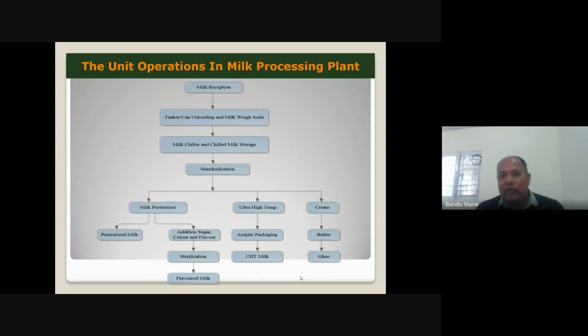After standardization, you have to pasteurize the milk. Pasteurized milk can be packaged directly, but there are additional steps. If you want to sell pasteurized and homogenized milk, then the pasteurized milk is homogenized, packed, and stored. Then homogenized milk can be converted into different liquid milk products, flavored milks, milk drinks, and the cream is converted into butter, ghee, and all these things.